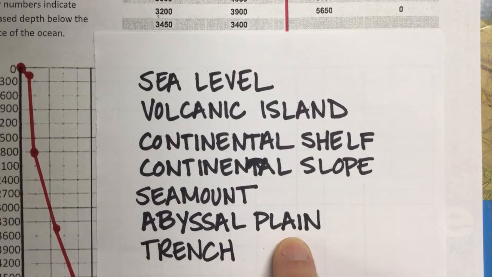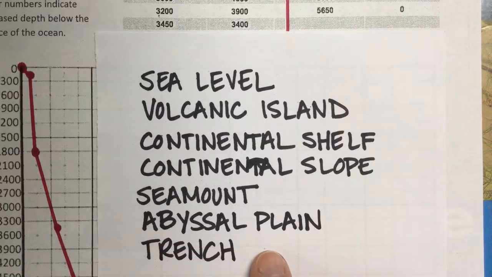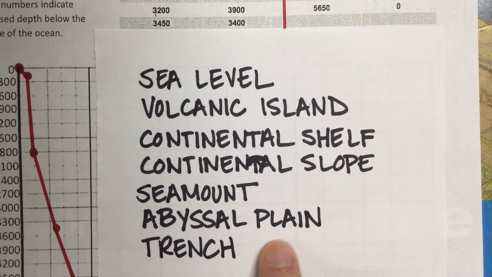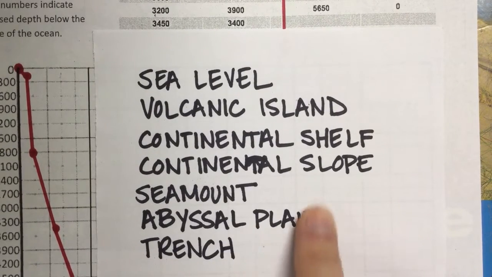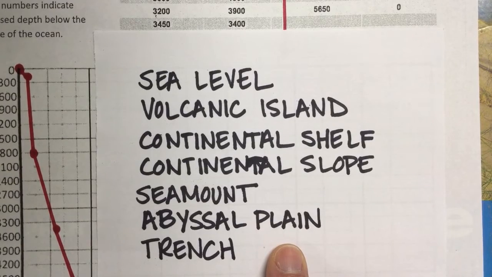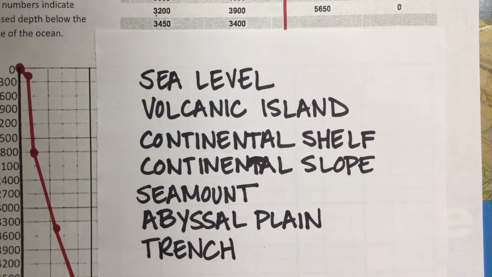So try to label those parts where you think they might go with a pencil, and then your teacher will go over that or give your group an answer key to kind of check to see if you labeled those correctly. All right, good luck.